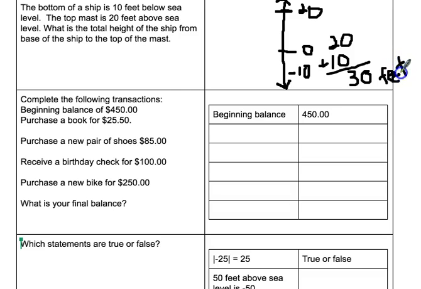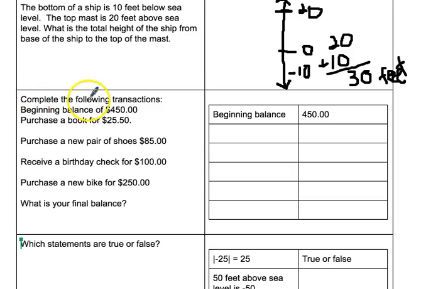But draw your number line. If you see items like this, draw your number line. If you're talking about below sea level, above sea level, you have a vertical number line. Make sure you draw that and calculate what your answer is going to be. Okay, on to the next one.